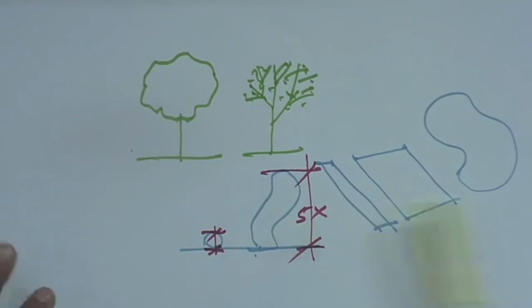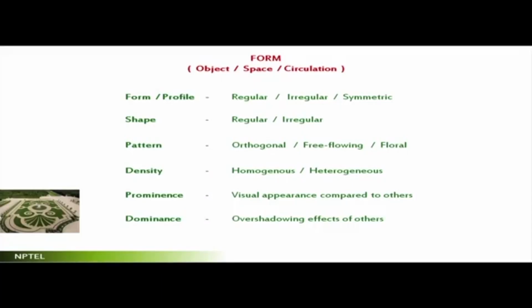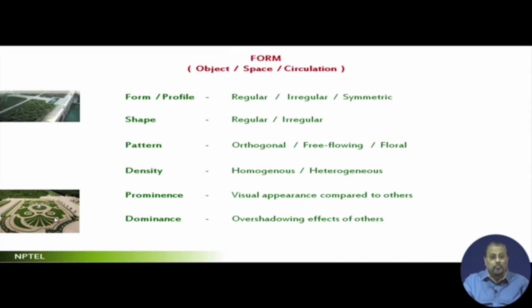Okay. In terms of pattern, orthogonal, free flowing, floral. If you fall back on these examples, you will find there are plenty of such. Like say this is pattern. This particular picture which is showing is a pattern which is floral type. Look at this one. This is orthogonal.